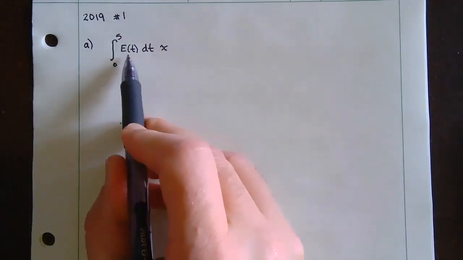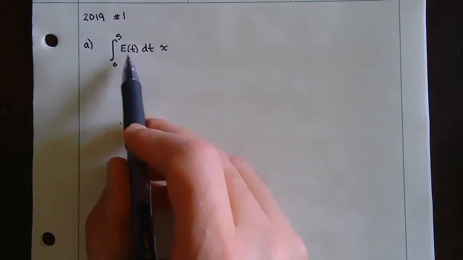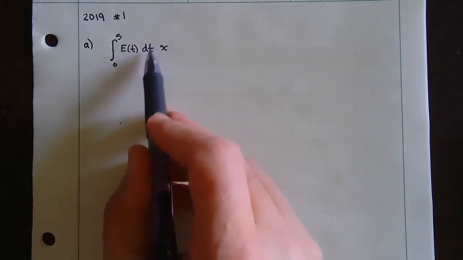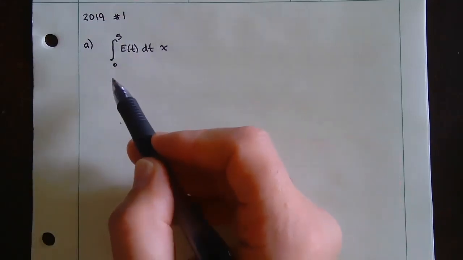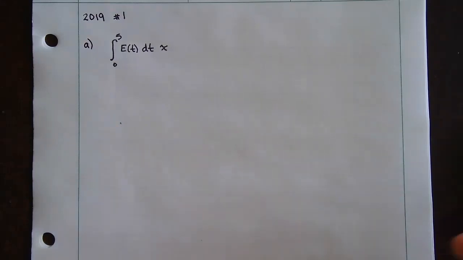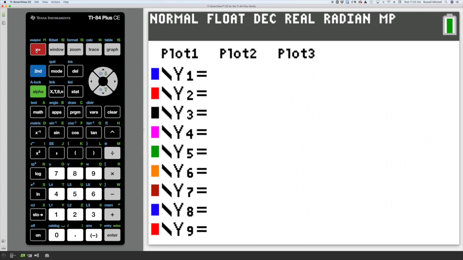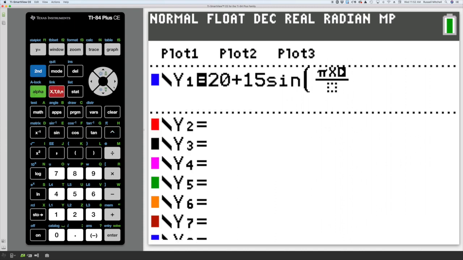Now remember, the units on E of t are fish per hour, and dt is hours. So if we take fish per hour and multiply it by hours, we're going to get the number of fish. So this is the total number of fish that enter the lake between 0 and 5. We're going to go to our graphing calculator. Press y equals and enter E of t, because you're probably going to need it in other parts of this question. I would type in y1 equals 20 plus 15 sine of pi t over 6, so 20 plus 15 sine of pi x over 6.